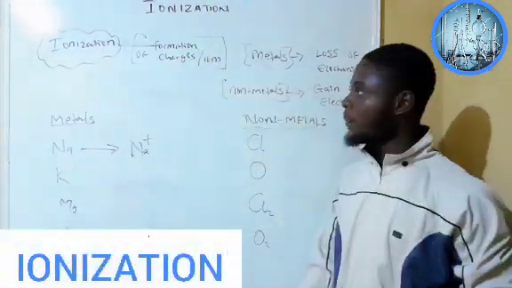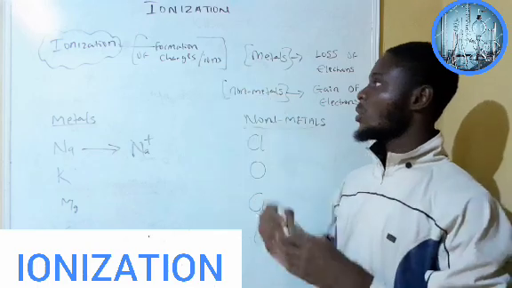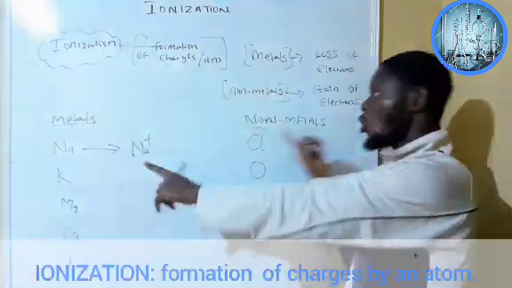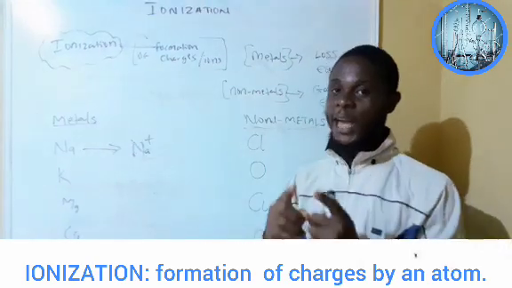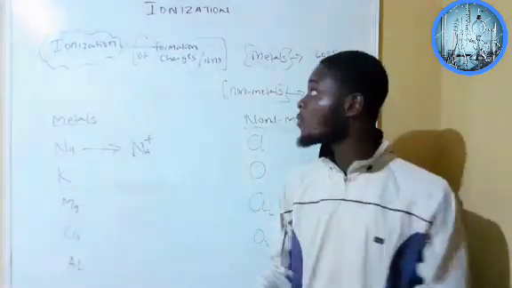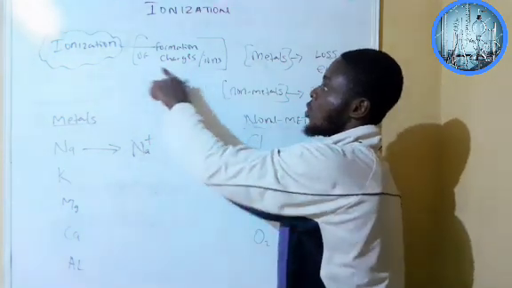Ionization. When we say ionization, we are talking about the process by which an atom, be it a metallic atom or a non-metallic atom, forms an ion or forms a charge. Simply put, ionization is the process whereby an atom forms a charge or an ion.